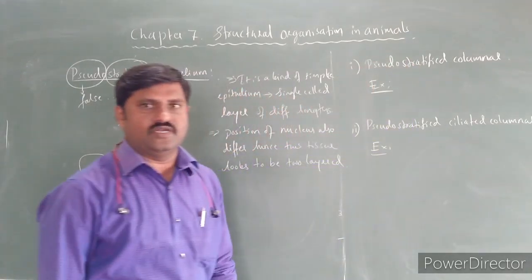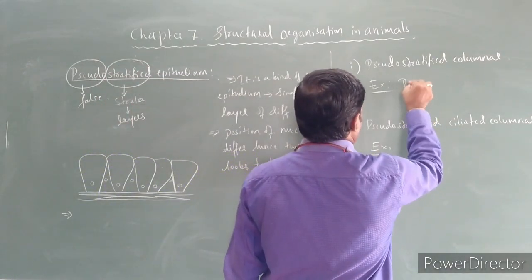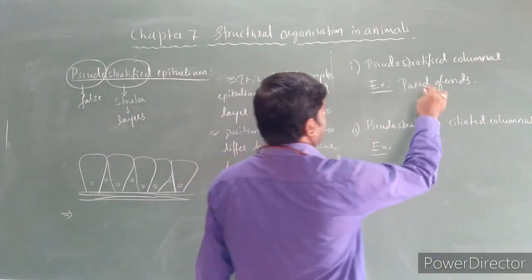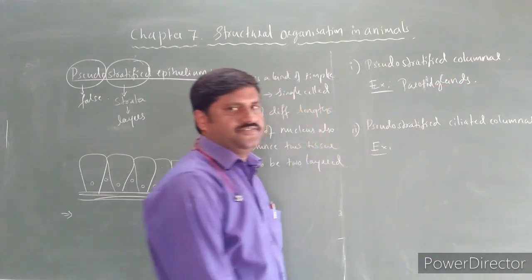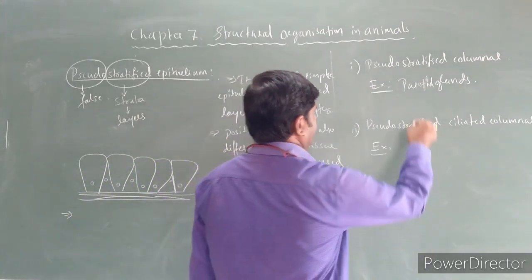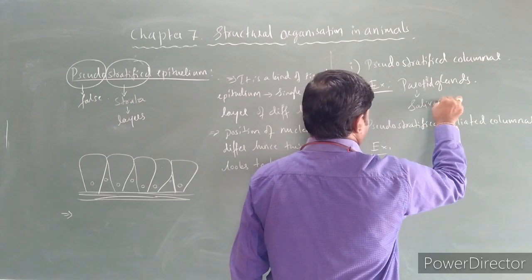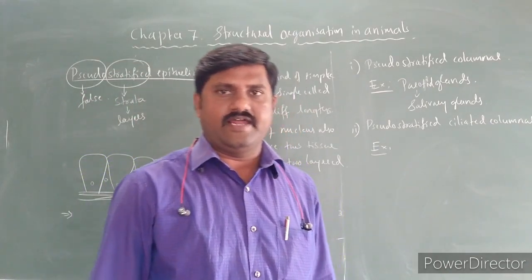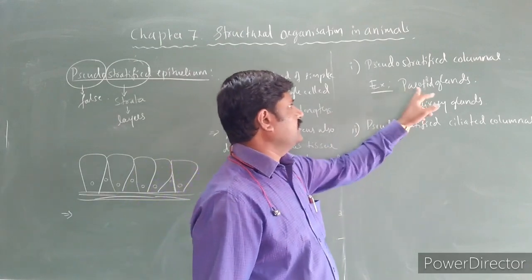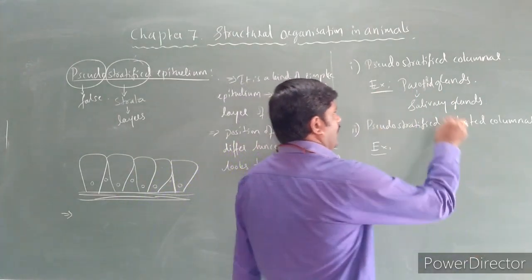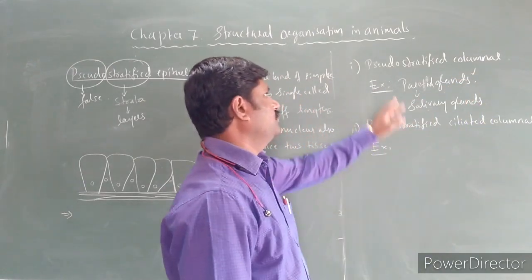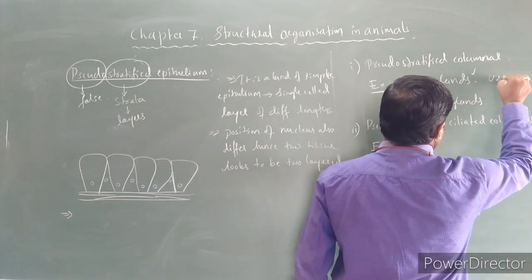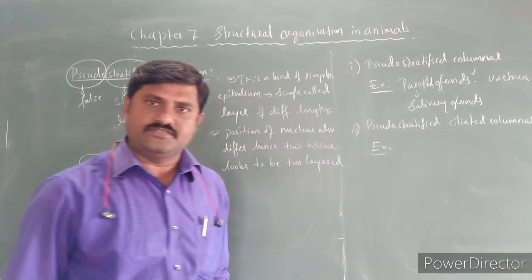Where is this pseudo-stratified columnar epithelium seen? It is usually seen in parotid glands, right? What are these parotid glands? These are a kind of salivary glands. There are three varieties of salivary glands: submaxillary, lingual as well as parotid glands. One of the salivary glands is the parotid gland. So pseudo-stratified columnar epithelium is seen there, right? Even it is seen in the urethra.